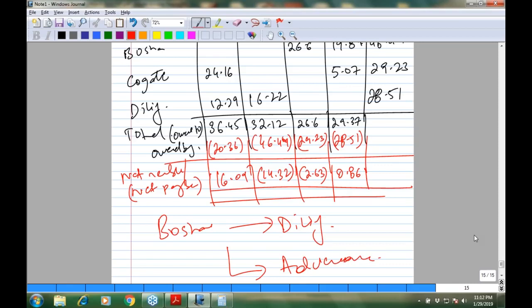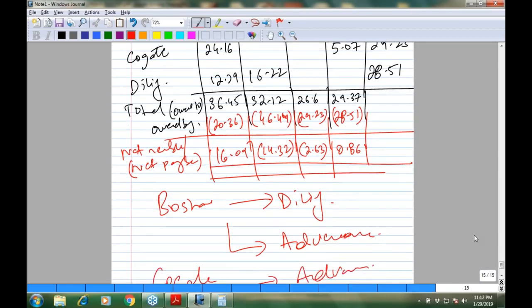Okay, sequence of payment. It says the company which has got the largest amount of debt would first make payment to the company which has got the smallest amount of receipt. So the company Bosha has got the largest amount of debt. Who has got the smallest amount of receipt? It's a company called Dilling company. It has got the smallest amount of receipt.